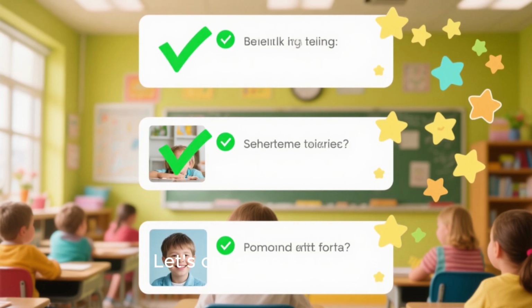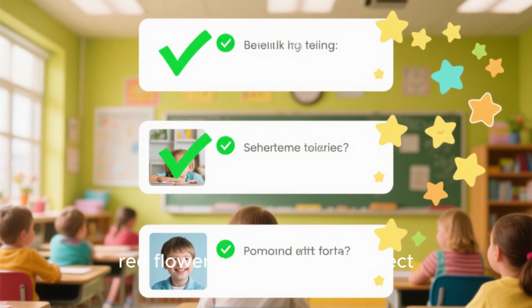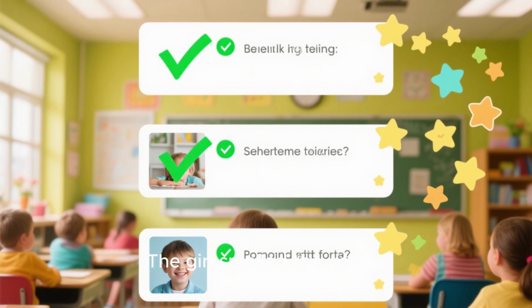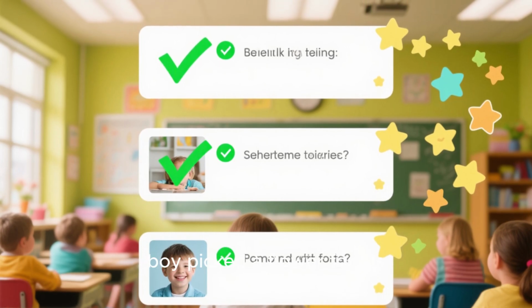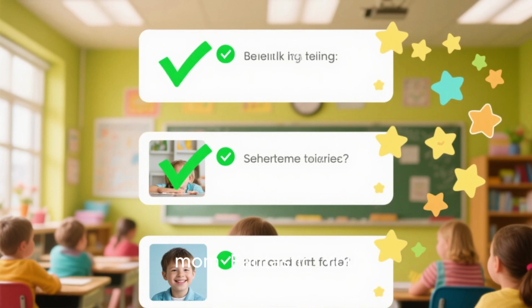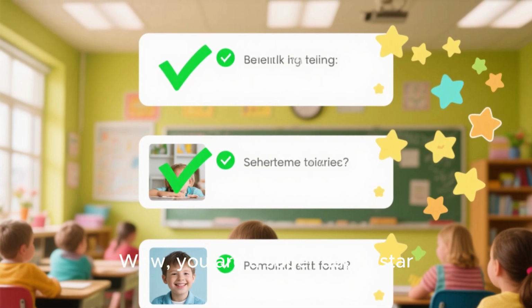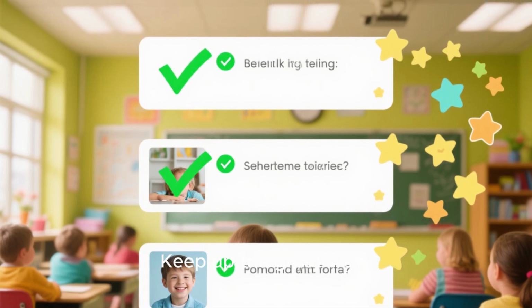Let's check your answers. Did you say the red flower was beautiful? Perfect. The girl smelled the yellow flower. Excellent. The boy picked a flower for his mum. Fantastic. You got them all right. Wow, you are a super duper star. Keep up the great work.